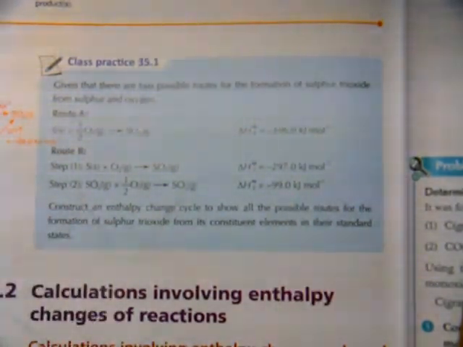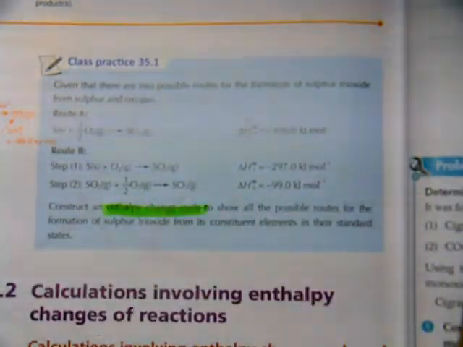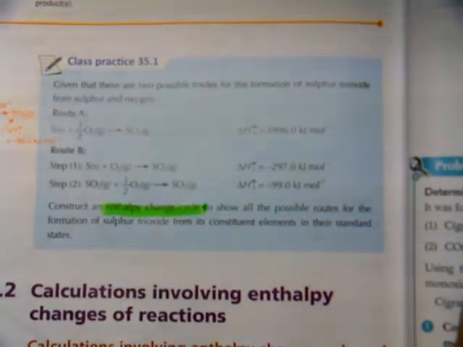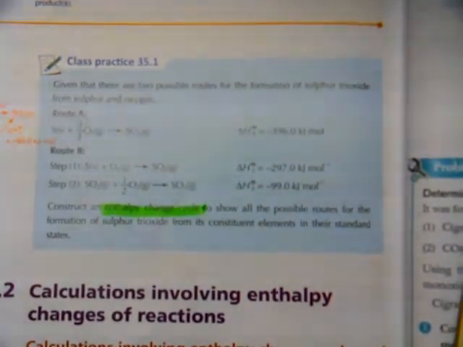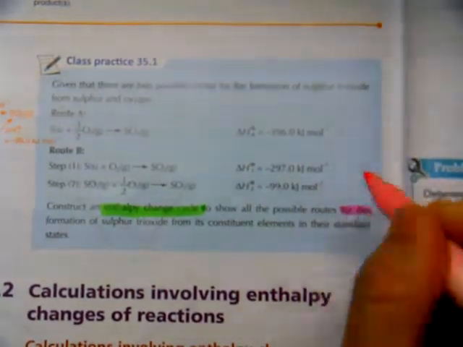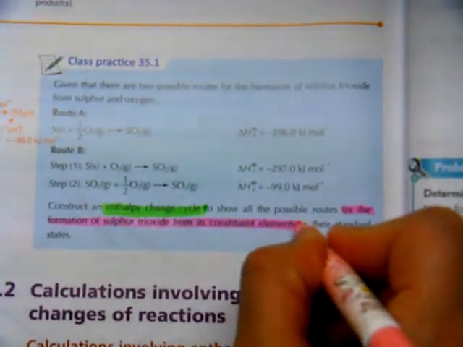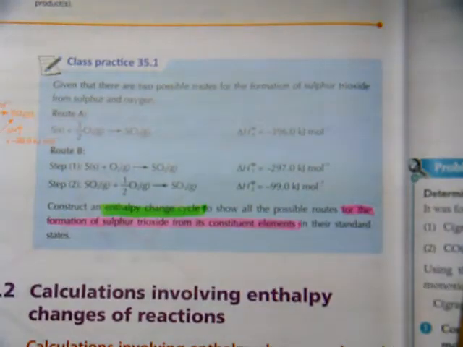Construct an enthalpy change cycle, very commonly used, to show all possible routes for the formation of sulfur trioxide. Now, please highlight the formation of sulfur trioxide from its constituent elements.